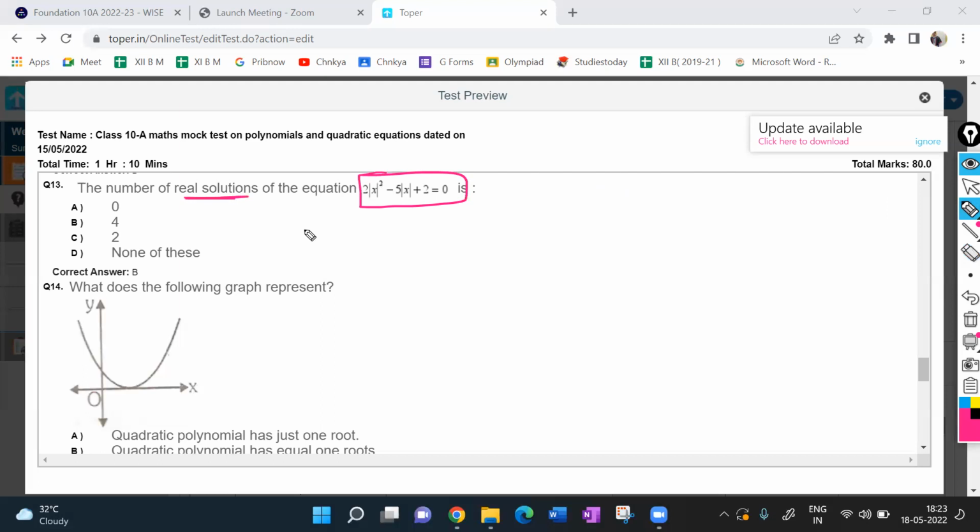Real solution, we need real solutions. Now, here, 2 times modulus x whole square minus 5 times modulus x plus 2. So how can you write this? Tell me. By a kind of factorization, can I write it like this? 2 times modulus x whole square minus 4 times modulus x minus 1 times modulus x plus 2 is equal to 0. Can I write like this?